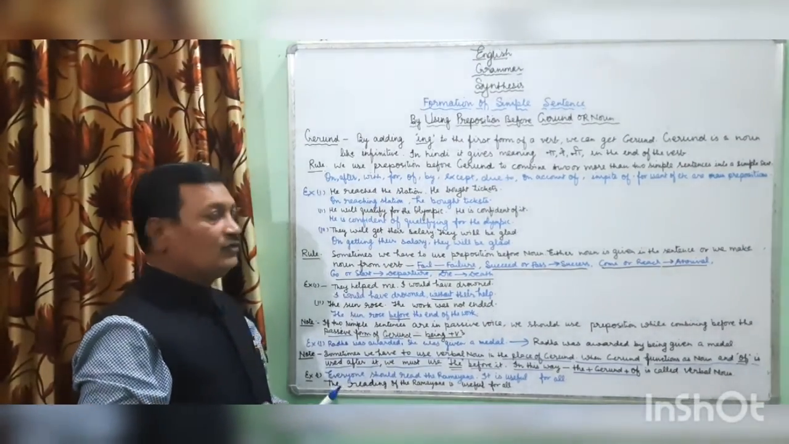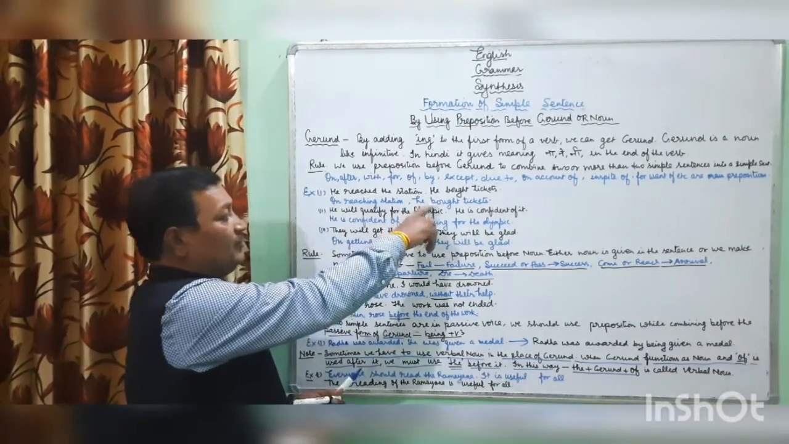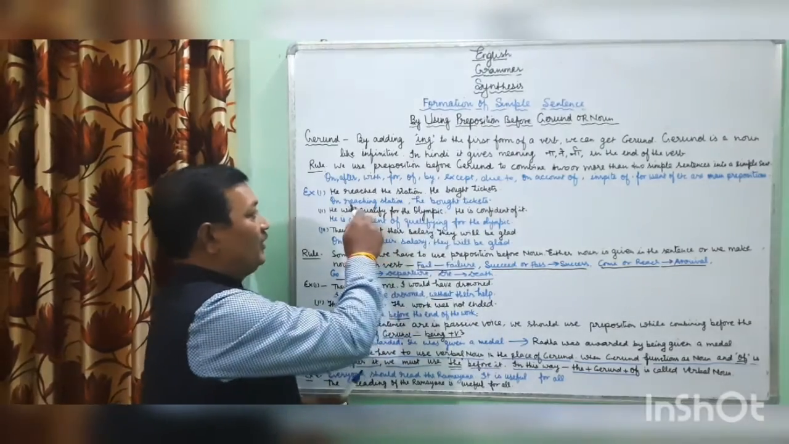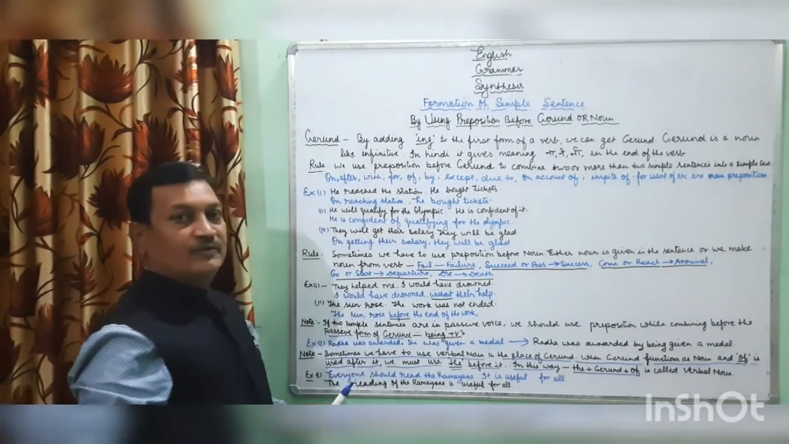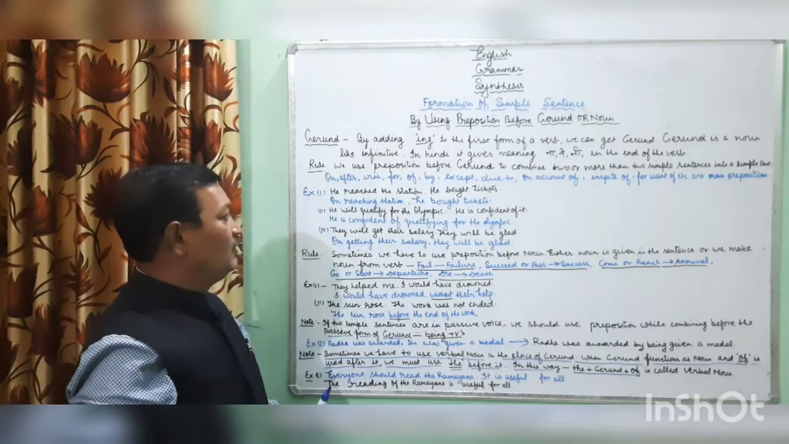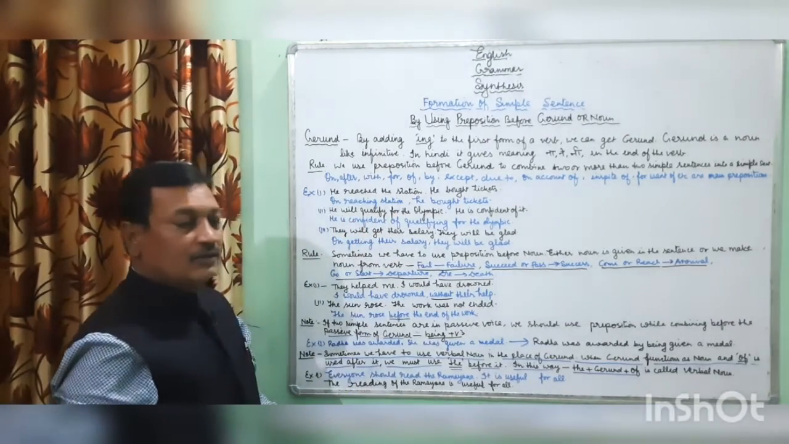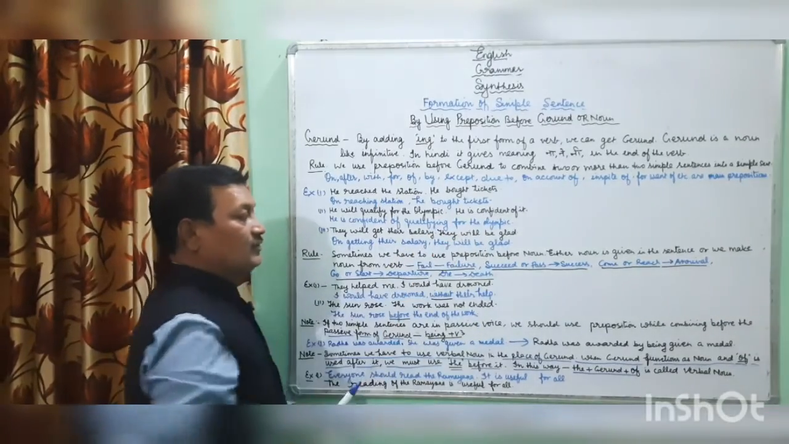Students, you can also see here in the example that there is only one finite verb, bought, and the other finite verb has been changed into gerund. Let's see another example. He will qualify for the Olympic. He is confident of it.